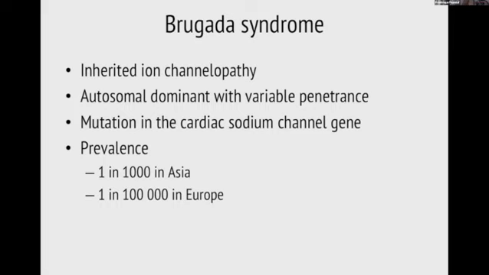Brugada syndrome is an inherited ion channelopathy, autosomal dominant with variable penetrance. So they have a mixed phenotypic expression of the disease. It's a mutation in cardiac sodium channel genes. The prevalence is 1 in 1,000 in Asia and 1 in 100,000 in Europe. They have a propensity to sudden death due to polymorphic tachycardia and/or VF.